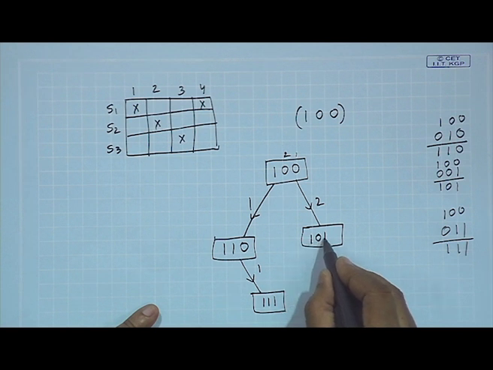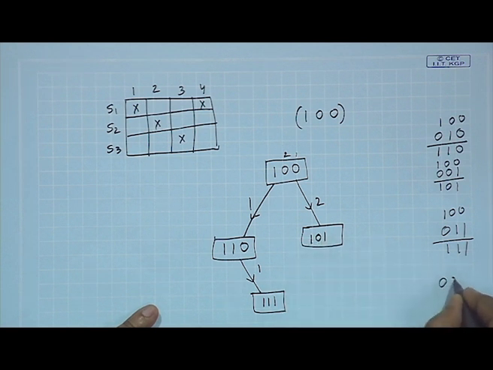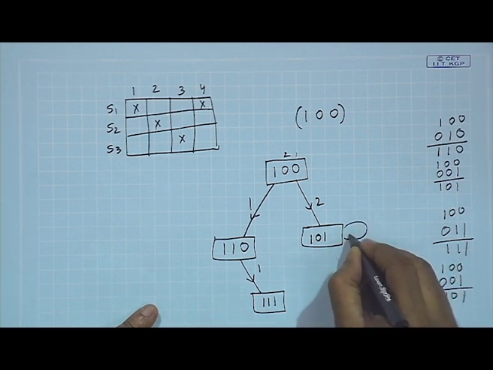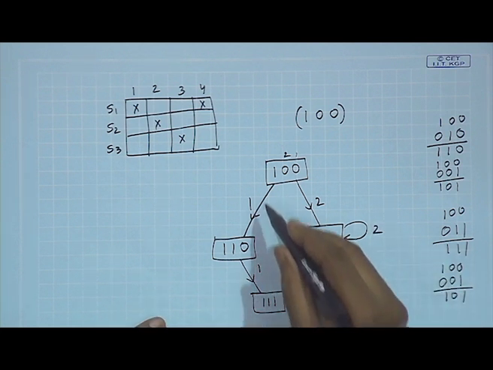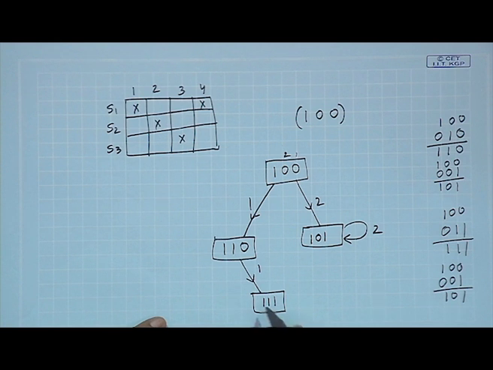If you shift it by 2 positions, it will be 0 0 1, OR with 1 0 0, it will remain in 1 0 1. So, if you have 2, it will remain here. So, this is complete for the zeros.